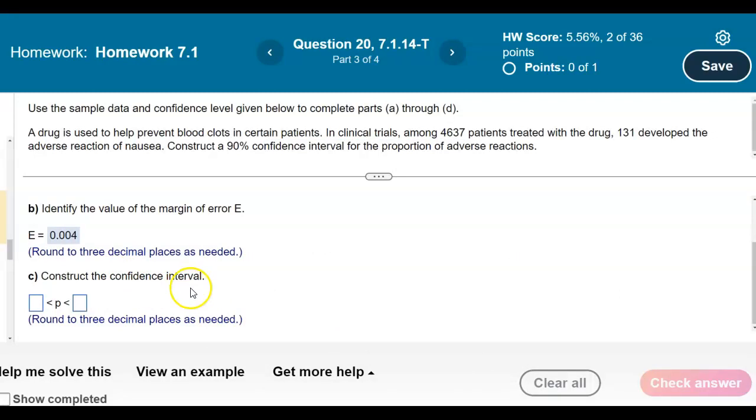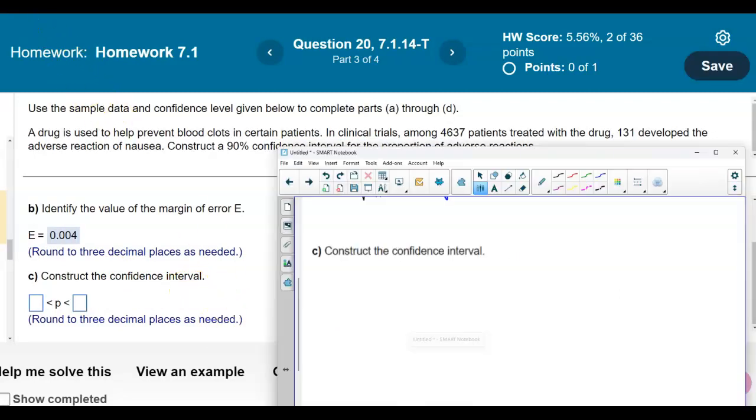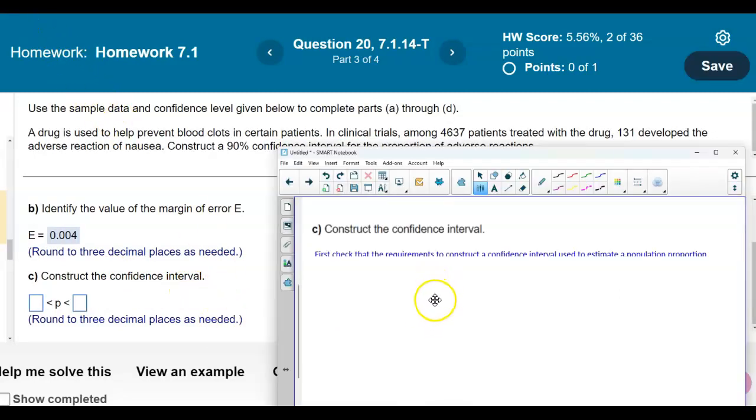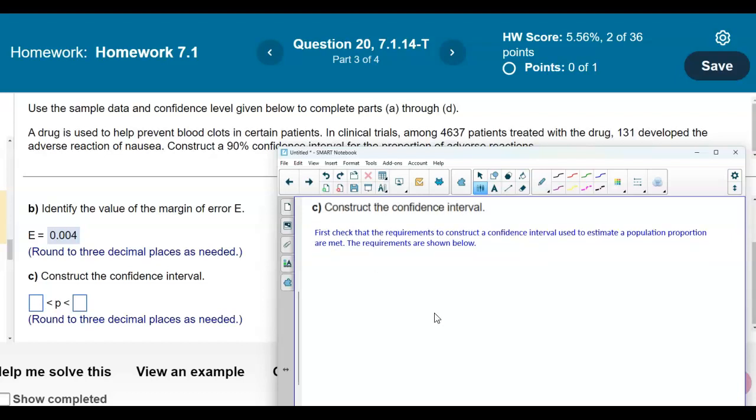Now we need to construct the confidence interval. Okay, now before we construct the confidence interval, we need to check the requirements to construct the confidence interval used to estimate the population proportion are met. So these are the requirements that are shown below. First of all, the sample is a simple random sample. Number 2, the conditions for the binomial distribution are satisfied. And there are at least 5 successes. So there's 5 out of the 131. And there's at least 5 failures because there are more than 5 failures there.